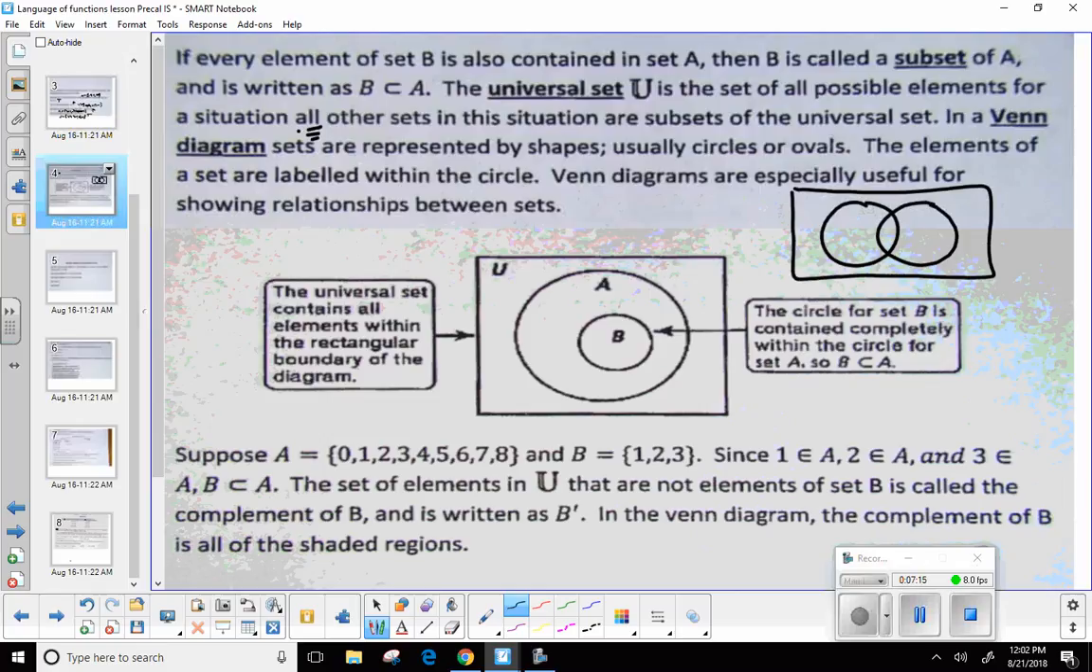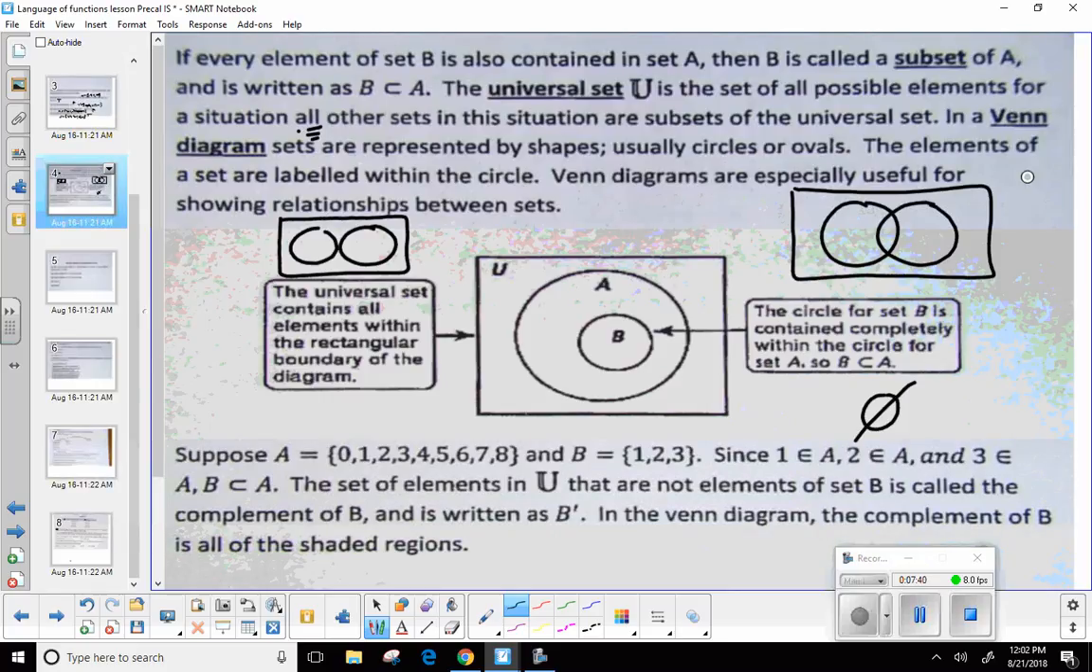Or we could use this symbol. Okay, the no solution. If they don't intersect, we can say that they have the empty set. It's the null set. Okay. In fact, you'd probably have a Venn diagram that looks like this. Those two circles are in your universe, but they don't interact in any way. They're just right next to each other.